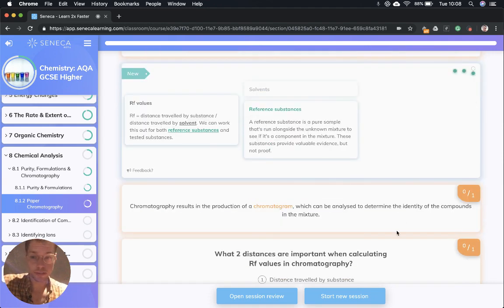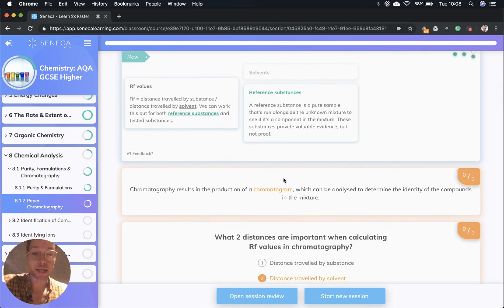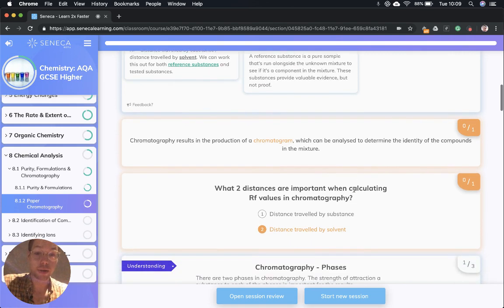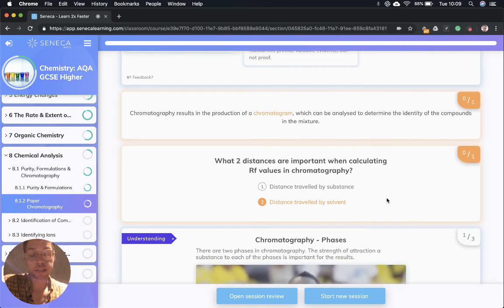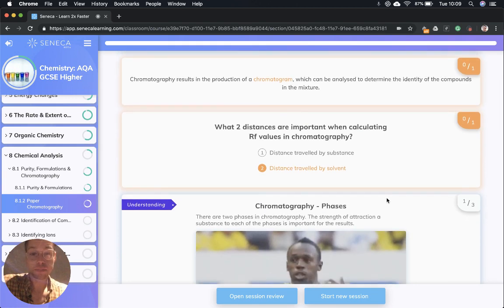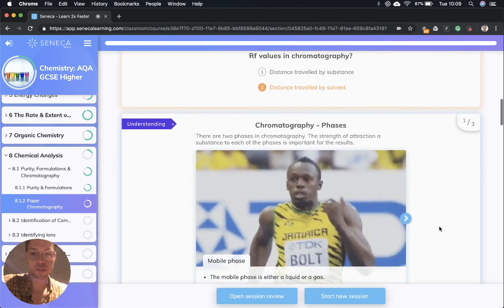That's really important. So do you remember what chromatography produces? It makes a chromatogram, and that's what we analyze to identify the compounds in the mixture. And the two things we need to calculate the Rf value are the distance traveled by the substance and the distance traveled by the solvent.